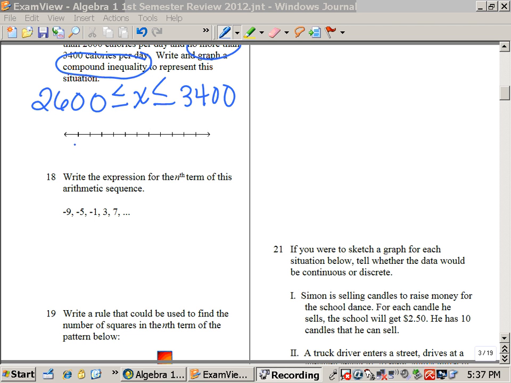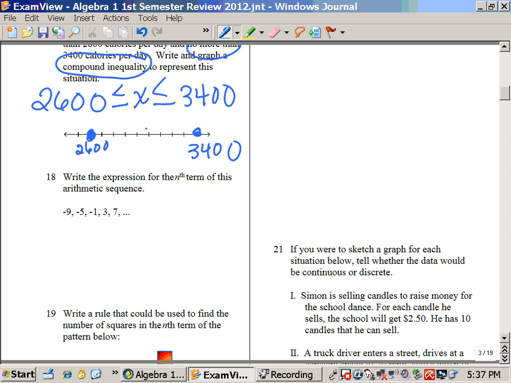Okay, now I need to put 2,600 here on the left. Let's just say this is 2,600. Let's just say this is 3,400. And do you remember that when they're combined like this, you shade everything in the middle?